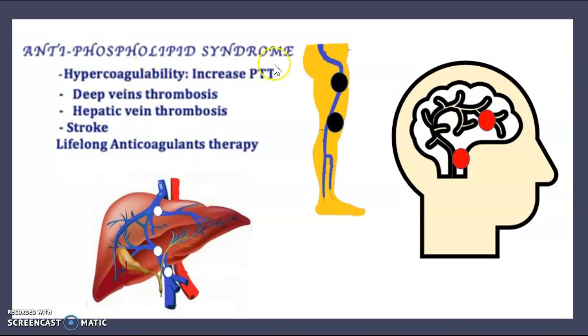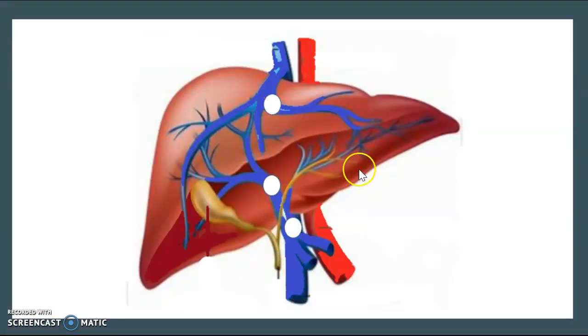What about antiphospholipid syndrome? There is hypercoagulability, increased PTT, deep vein thrombosis, remember the femoral vein and popliteal vein, and there is thrombosis of the hepatic vein, suprahepatic vein, and portal vein. There is stroke, and the treatment is lifelong anticoagulant therapy. Remember, suprahepatic thrombosis, portal thrombosis.